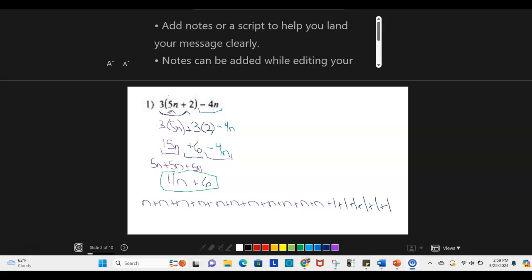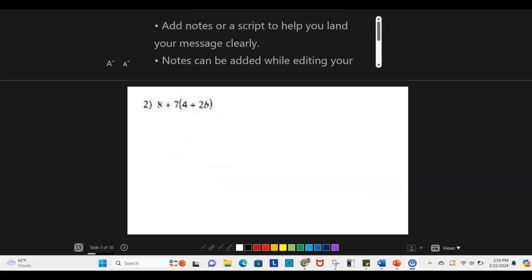All right, let's go to the second example. I'm going to get you started on this one, and then I'm going to ask you to pause the video and see if you can try this one on your own here. We've got this 8. It's not being distributed to anything. The only thing being distributed is this positive 7. You're going to distribute the positive 7 times the 4.